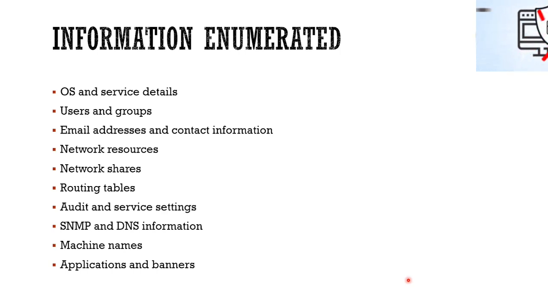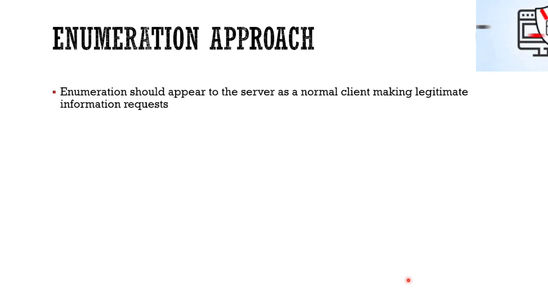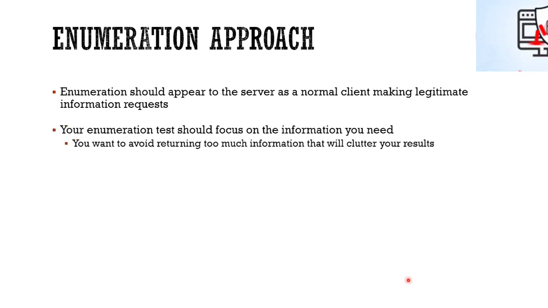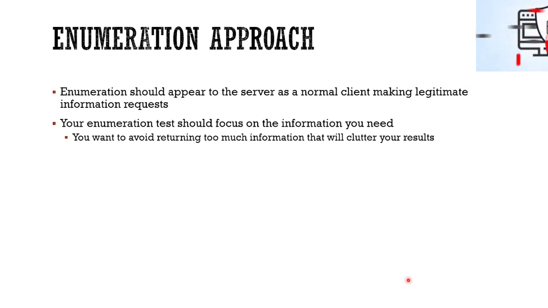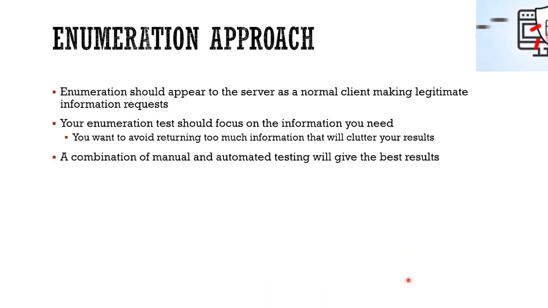So how do you approach enumeration? You use normal tools. You act like a normal client making a legitimate information request. Now, some of these normal tools are tailored specifically for enumeration, but they behave to the device, to the target, like they're normal. So when you enumerate, just focus on what you need. Don't get so much stuff that you get all cluttered and there's a bunch of stuff you don't care about. You'll do a combination of manual and automated enumeration for the best results.